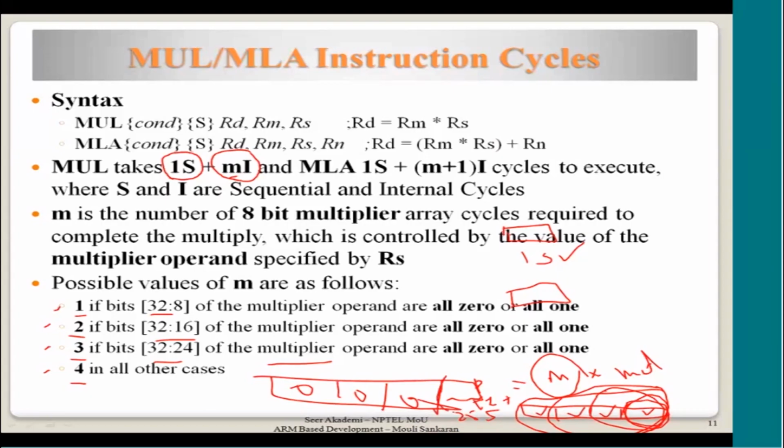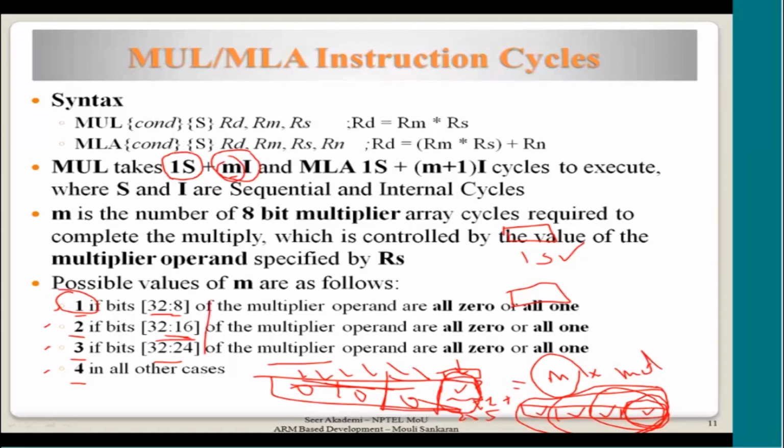So based on this significant value, if it is only 1 byte, it can do only one 8-bit multiplication, and the rest of it is all zeros or all ones. All ones means a negative value, and only this byte is unique. So it has to do only one internal multiplication. If it has some significant numbers up to this point, and only the top portion is zeros or ones, please note down these numbers, then it has to do 2 multiplications. So the internal cycle count could be 1, 2, 3 or 4 based on the number.